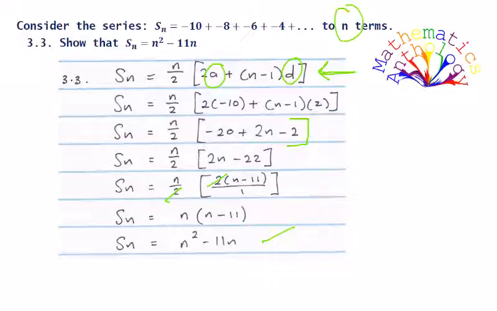Now here in that bracket, you can pull out a common factor of 2. We should do that, so we'll end up with Sn is equal to n over 2 into 2 into n minus 11 over 1. Now the 2 from inside the bracket can cancel with the 2 there on the outside of the bracket. So we'll end up with Sn is equal to n into n minus 11. Open out that bracket by distributing and you'll end up with Sn is equal to n squared minus 11n.